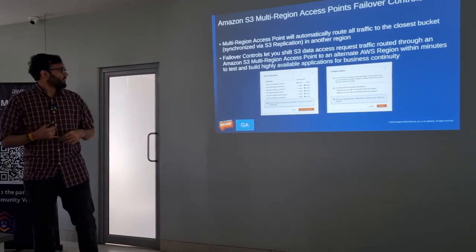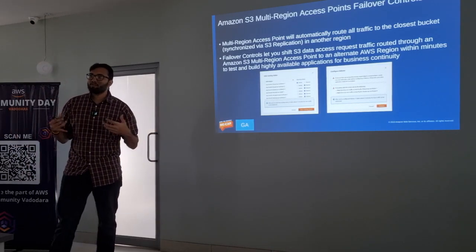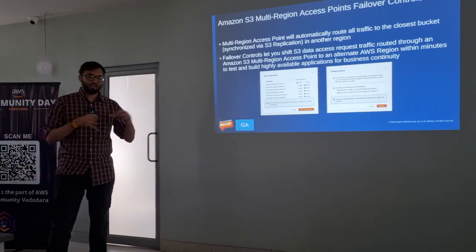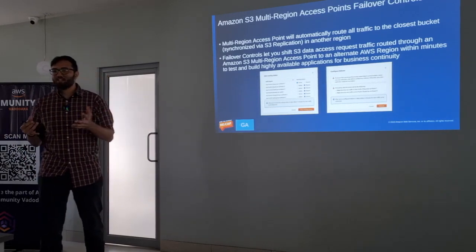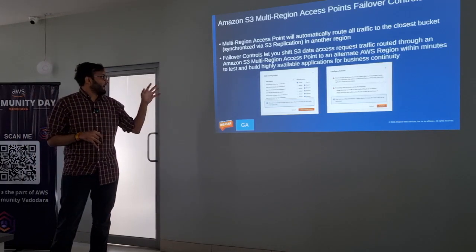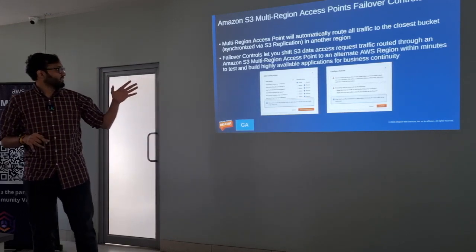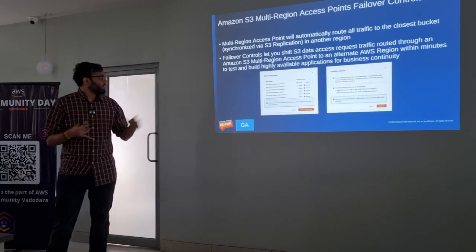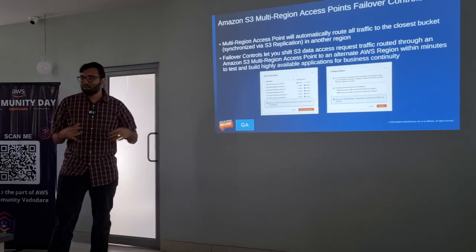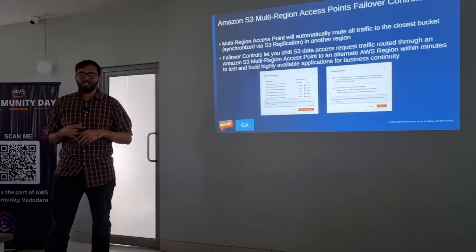Failover controls let you shift. Let's say there is a failure. Why do we generally use multi-region? Because of failover issues. If there is an AZ failure, or a failure within a particular region, there are very few chances of it happening. But if it happens, I don't want to be down. So I have a multi-region access point with multiple buckets in multiple regions. When a failure happens, failover controls let you shift S3 data access request traffic to an alternate region within minutes. So you get high availability built in for your business continuity with this multi-region access point.